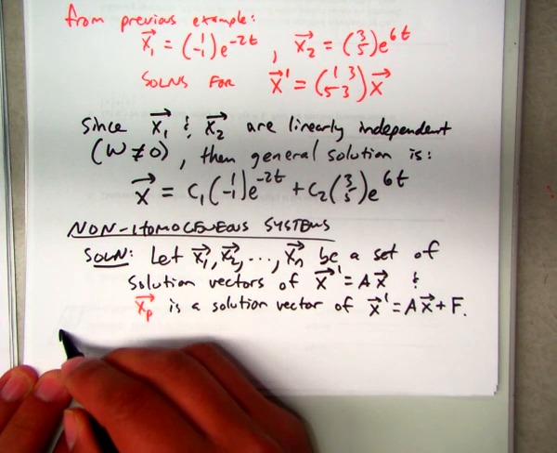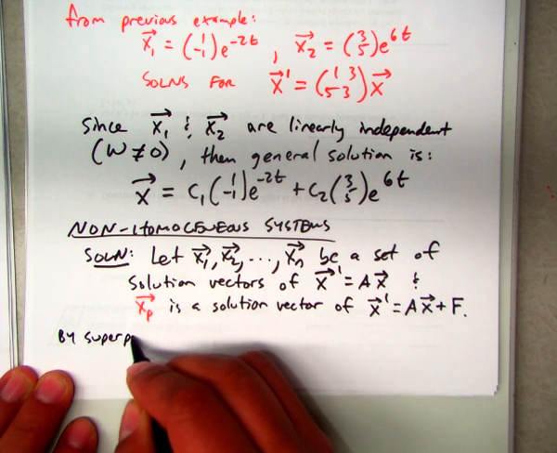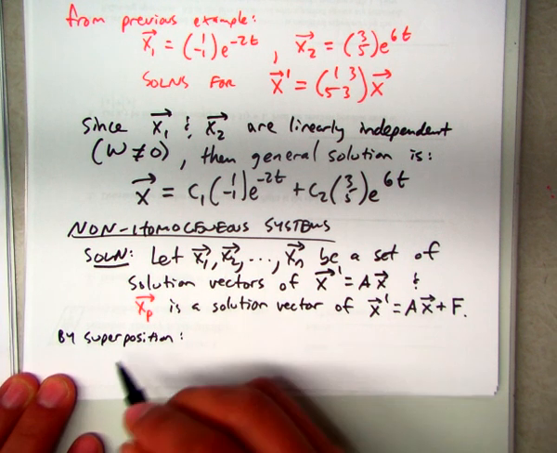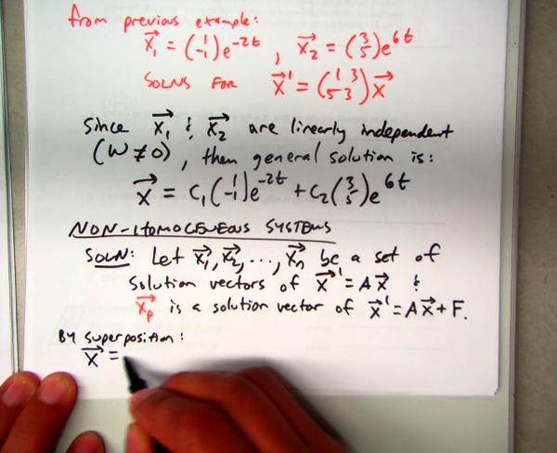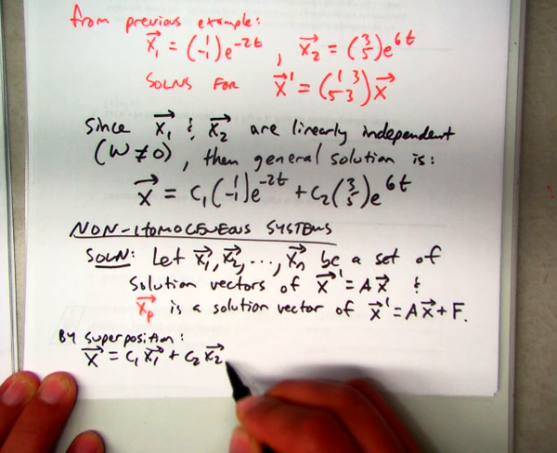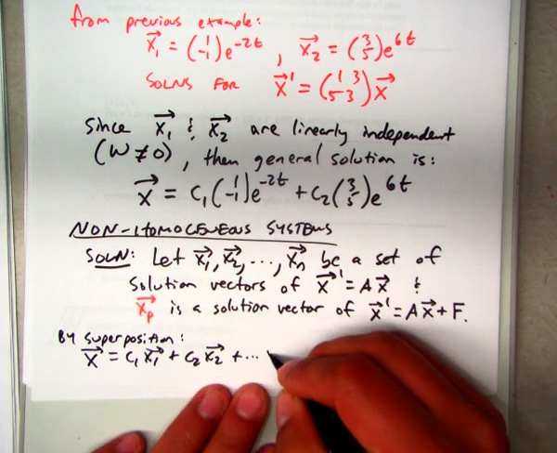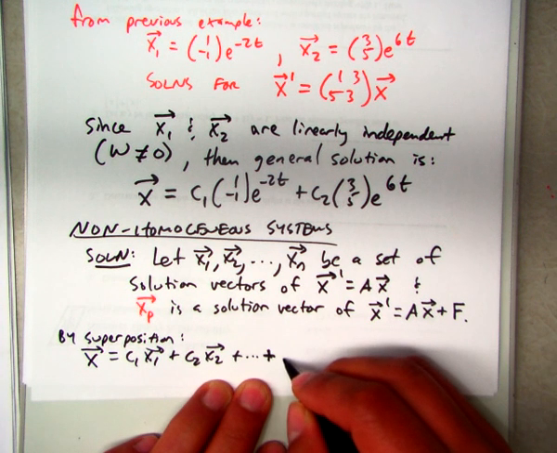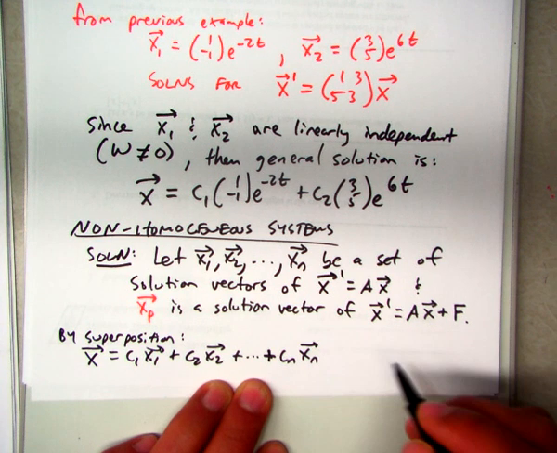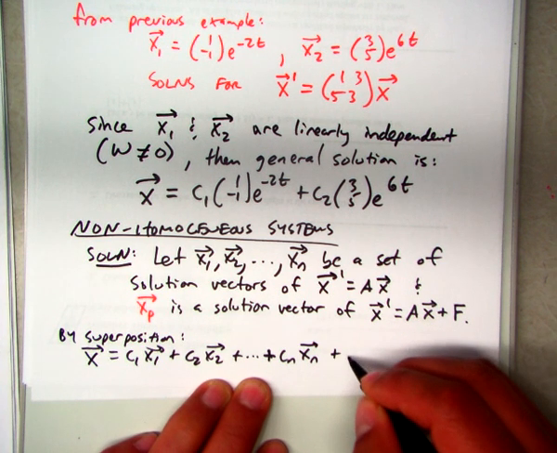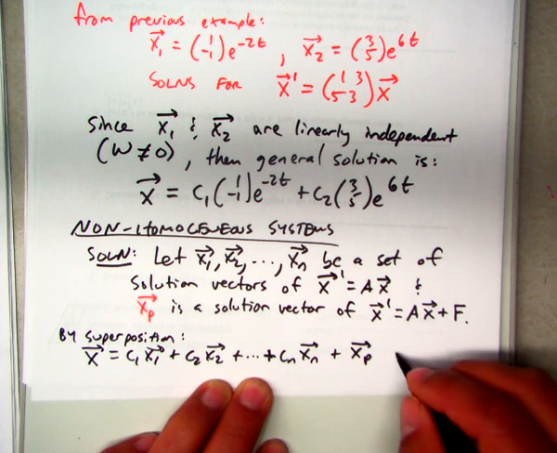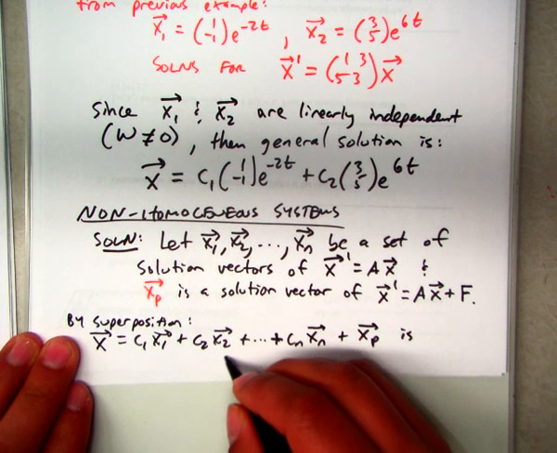By superposition, x equal to c1 x1 plus c2 x2 and so on, plus c sub n x sub n plus x sub p is also a solution.